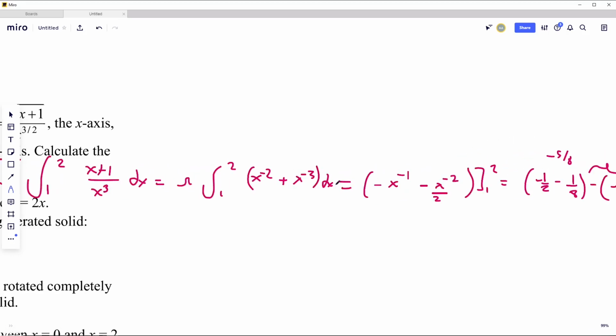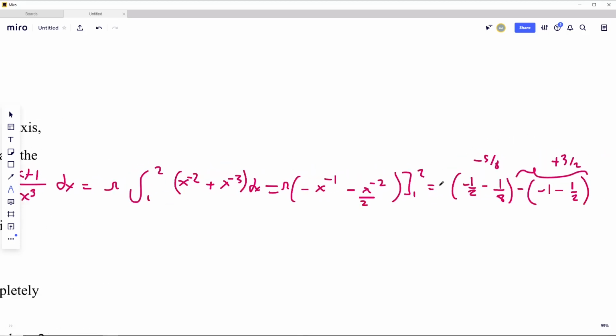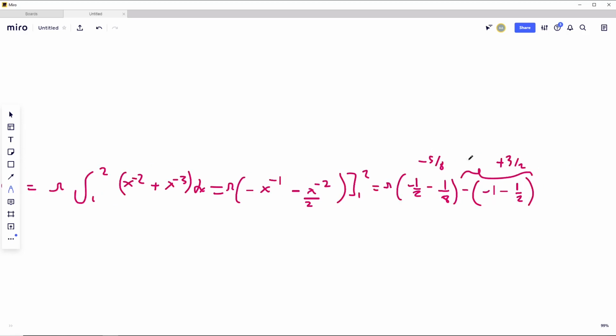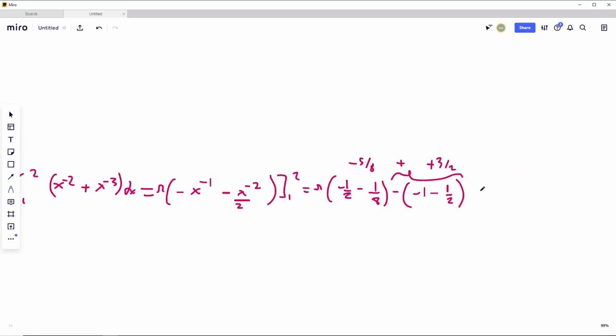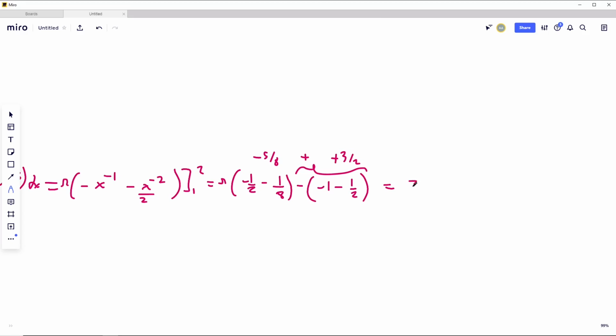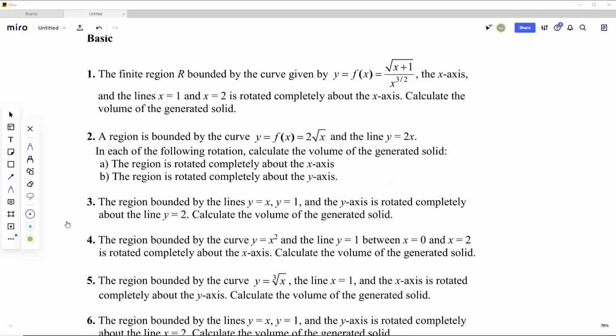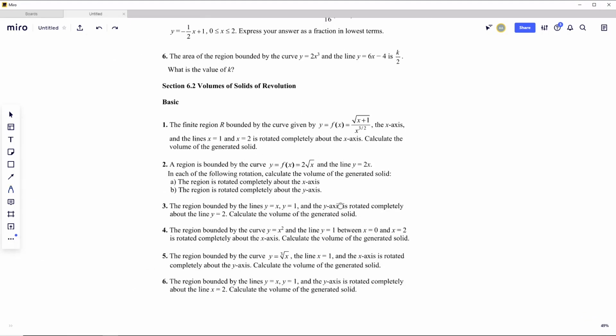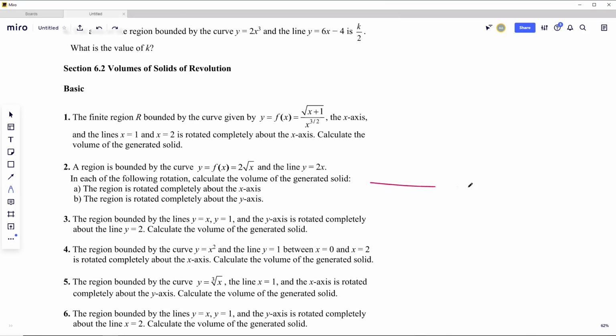Also I forgot the pi. Here's pi. Here's pi. It's right. When you add those two, you're going to get 7 pi over 8. And yeah. Okay, so this one we're going to do a quick sketch.